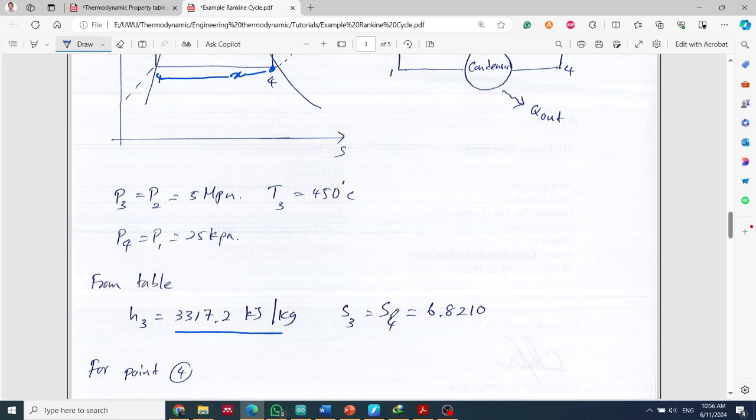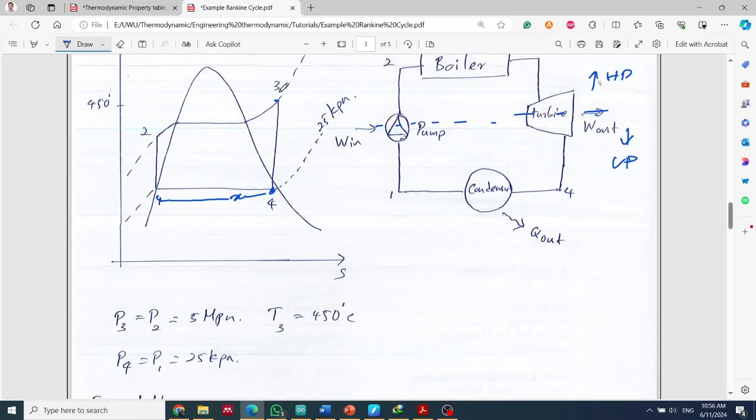Why is it S3 equals S4? Because we know this is isentropic expansion where the entropy is constant. There's no entropy change in isentropic expansion. That's why we can say S3 equals S4.